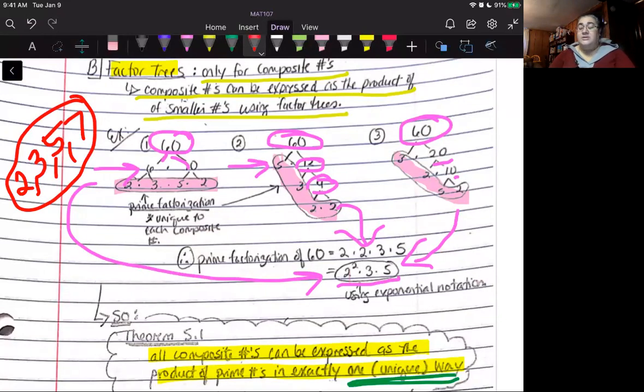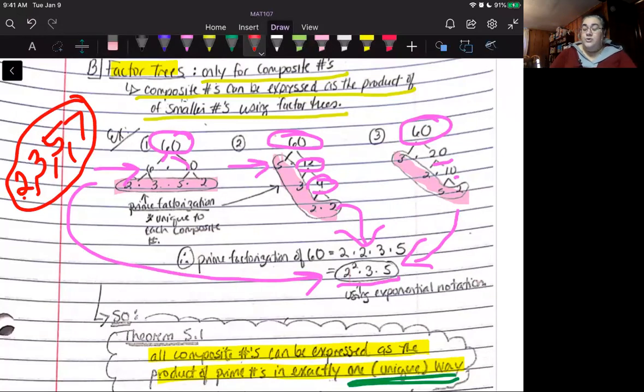So I see the number 60, I think, well, it's even, so I can hit it with a 2. And I could go 60 divided by 2 gives me 30. So now I already know I have 2, which is a prime number. Now I've got to break down that 30. And again, I would say, 30, it's even. I could hit it with a 2, or I could hit it with a 5 because it ends in 0. And if I hit it with a 5, I'm going to get 5 times 6. I can hold on to that 5 because it's prime, and now I just got to break down that 6.